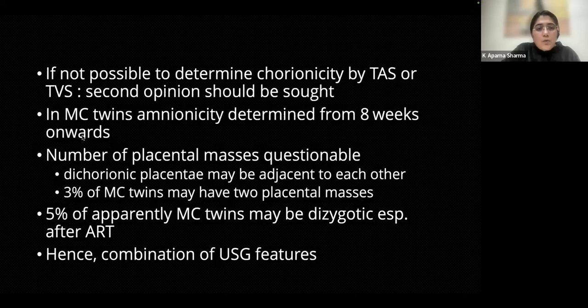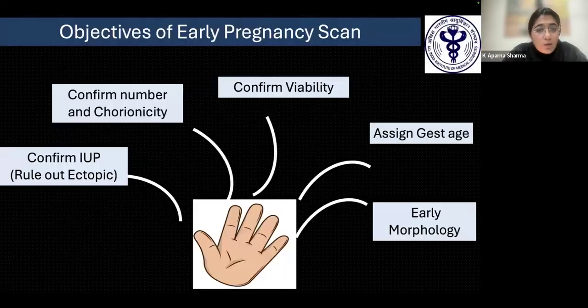Because we know that the number of placental masses could be 2, but it could also be a dichorionic placenta that is fused, or 3% of monochorionic twins could have 2 placental masses. So the earliest gestation is the best time to possibly see this, and 5% of the monochorionic twins can be dizygotic. So we have to really look into all the features and also save the images for later consultation. That is extremely important, that we save those images so that we can look into it if we want.